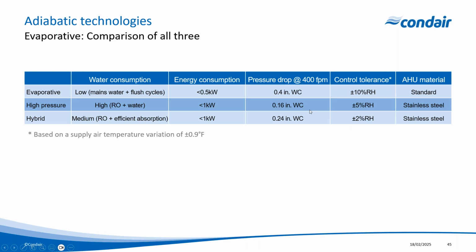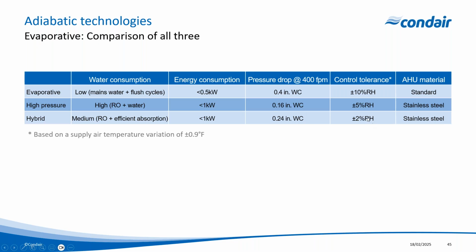And then finally, with the hybrid system, water consumption is going to be somewhere in between. We do still need the RO reverse osmosis water, but because we have the higher evaporation efficiency from the ceramic media, we're going to have less water that's unevaporated inside the airstream that's going directly to drain.